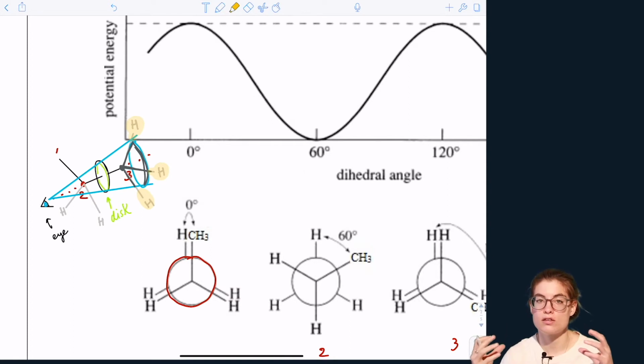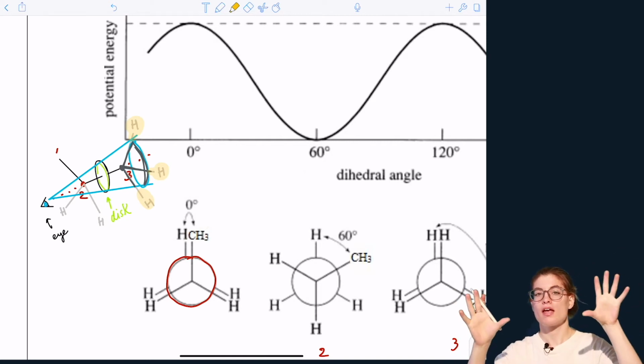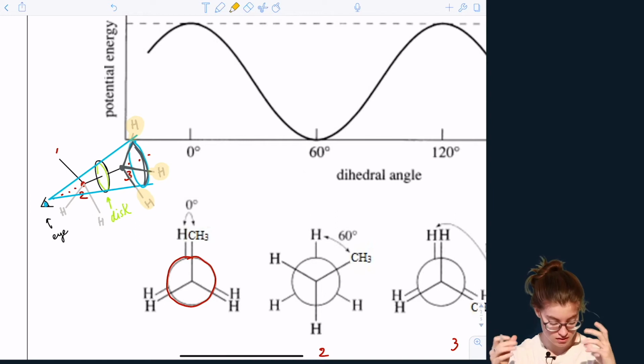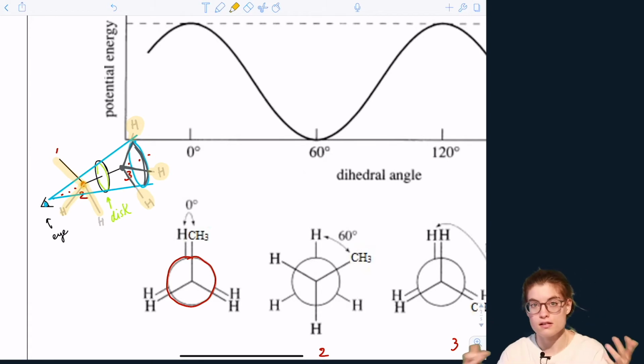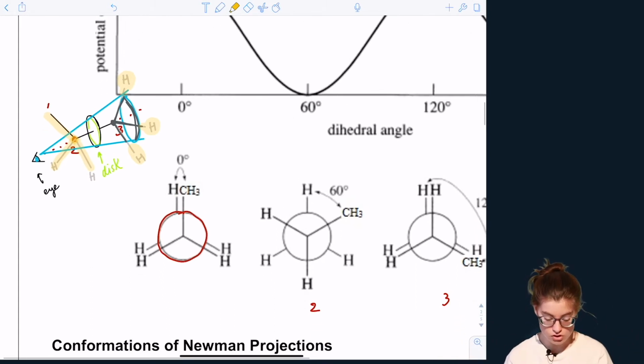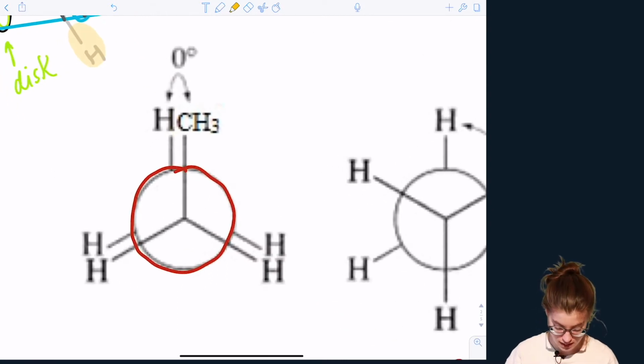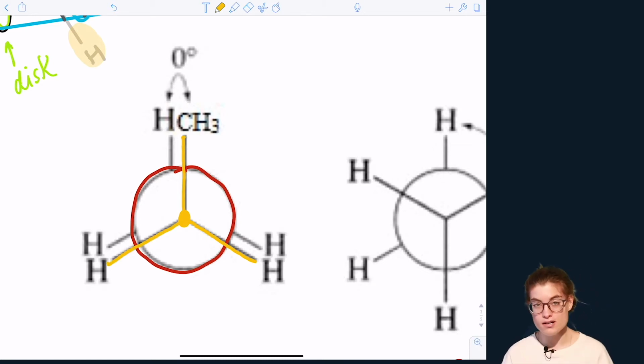So the 3 bonds that are coming out of the back carbon, I can only see the very tip of them because they're being obstructed by that disc. But for the front carbon, I can see the entire bond. I guess we're using yellow highlighter. I can see the entire bond because they're all in front of the disc. Nothing's obstructing my view. And so when I look at these Newman projections, that's how I like to visualize it. I say, oh yes, this is the front carbon, and you can see that it's the front carbon because I can clearly see the entire bond from that carbon to its 3 different groups.